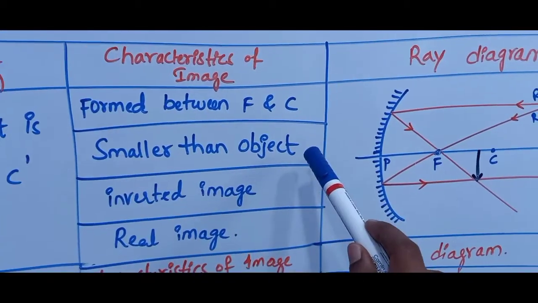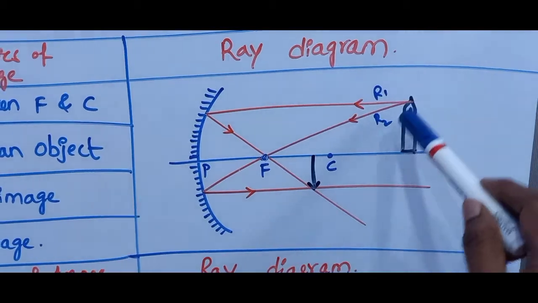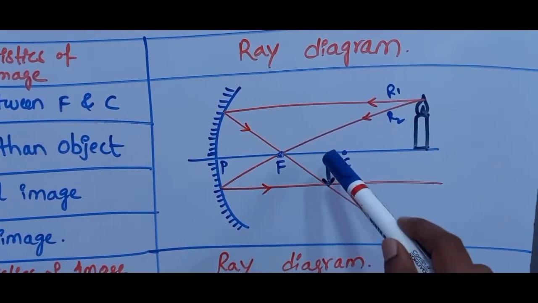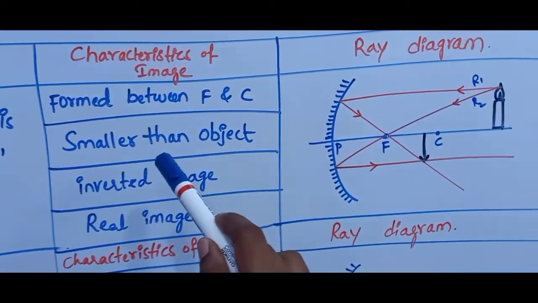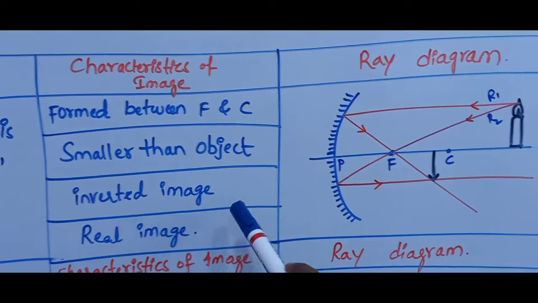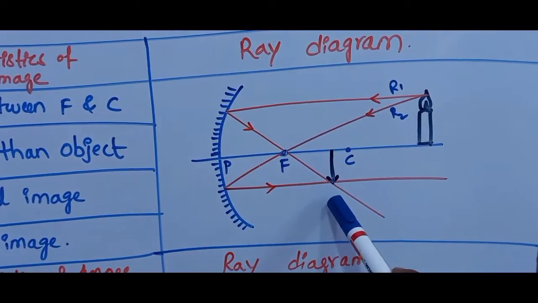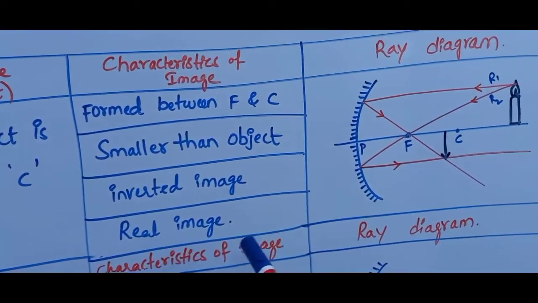And it is smaller than the object. The image will be smaller than the object. You can see here the object size is this much and the image size is less than the size of the object. Hence we get a smaller image than the object. It is also true. Next, the image is an inverted image. We can observe that the inverted image is formed here, as it is upside down. It is the inverted image and it is the real image.